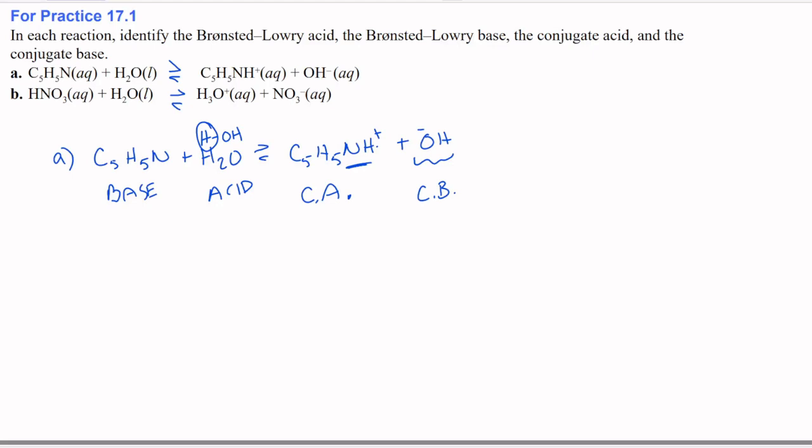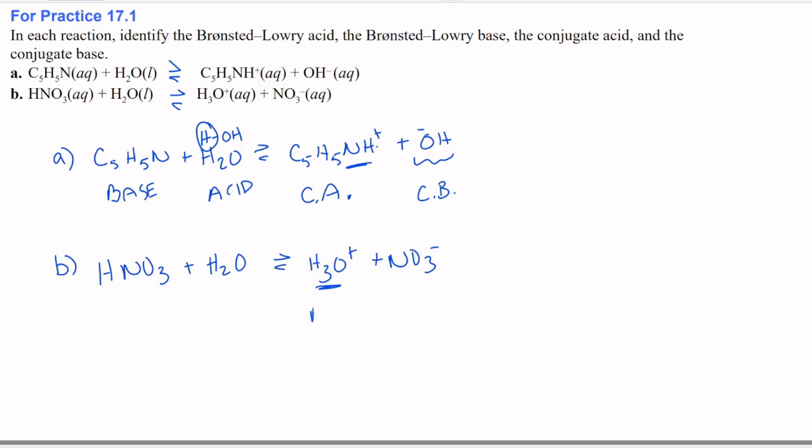So next we'll work part B of this problem. We have nitric acid, HNO3, plus water, H2O, yields H3O plus NO3 minus. So that's nitric acid plus water yields hydronium plus nitrate. And so in this case, what happened? The water didn't become hydroxide, it became H3O plus.